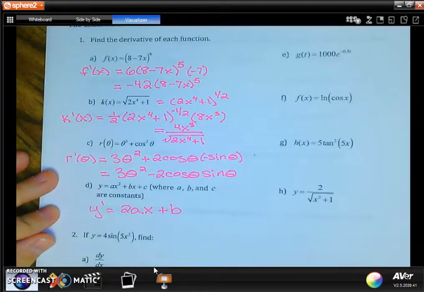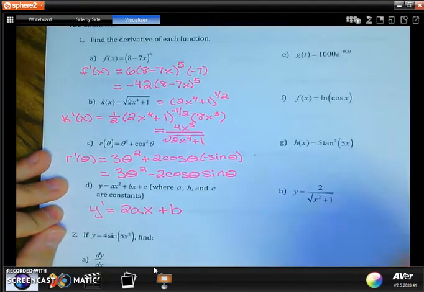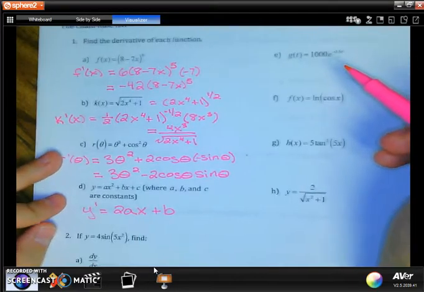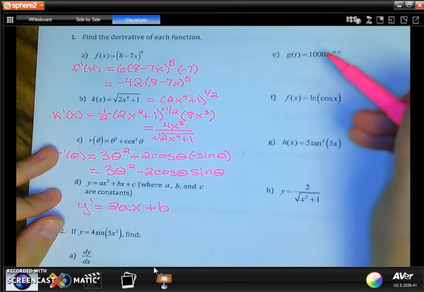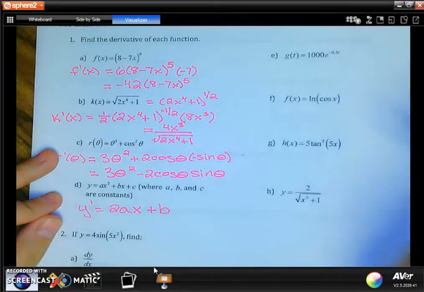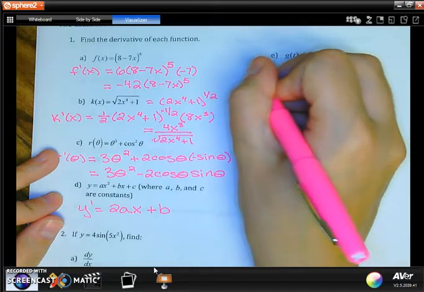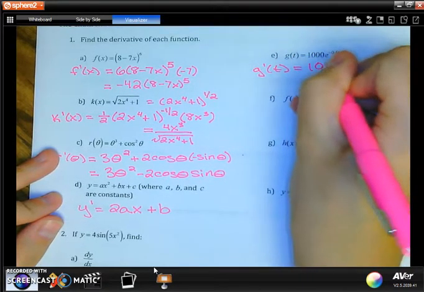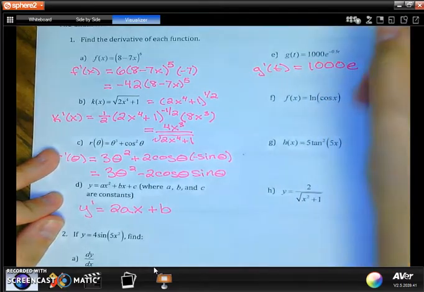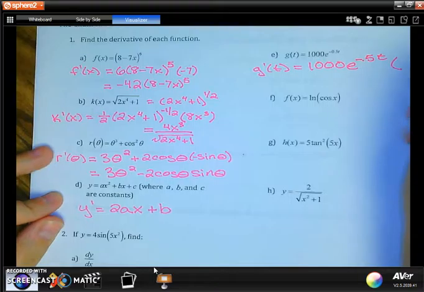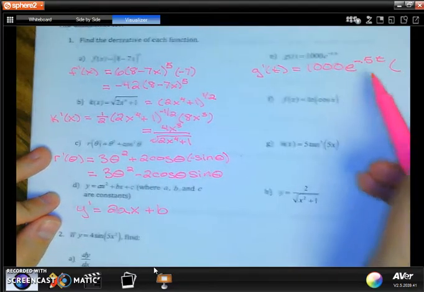Alright, going on to e. Remember, whenever you take the derivative of e to something, you just recopy it, and then you take the derivative of the exponent and write it out front. So here, g prime, I recopy it, that's e to the -0.5t, but then I multiply that by the derivative of that exponent.